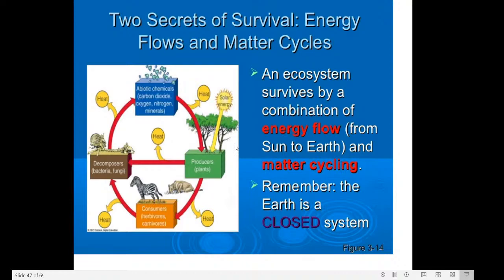Another thing is the energy matters. This energy is released at each and every step, and this energy is utilized. The matter cycles include the sulfur cycle, nitrogen cycle, phosphorus cycle, and many others. This is a closed system. It's interlinked, so only they are closed. This is a closed system.